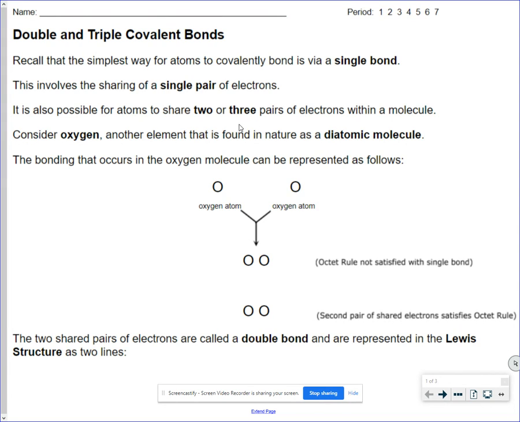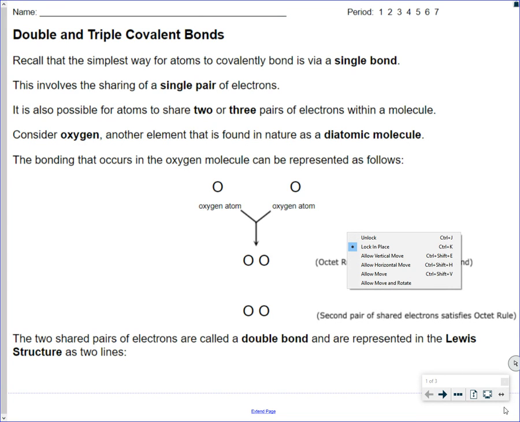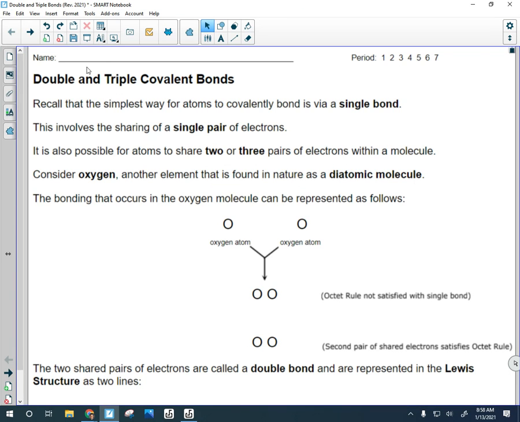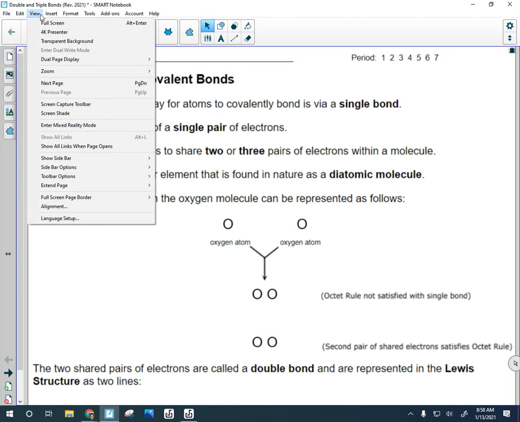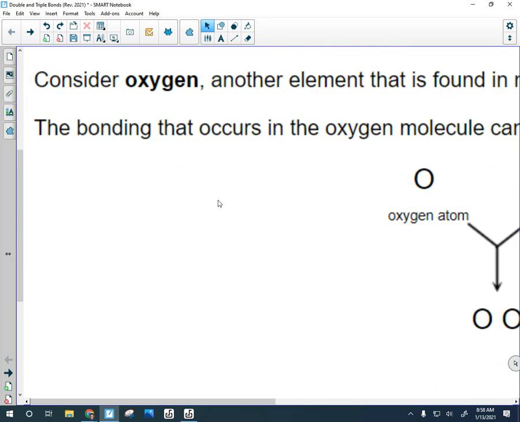And we're going to look at a couple of diatomic molecules to see why and how this double bonding or triple bonding can result in a stable molecule. So if I were to start with oxygen. Oxygen is diatomic. It's going to make an O2 molecule. And we want to think about how that's going to work out and how the octet rule is going to work out. So I'm going to zoom a little bit, and we're going to work with this diagram here.